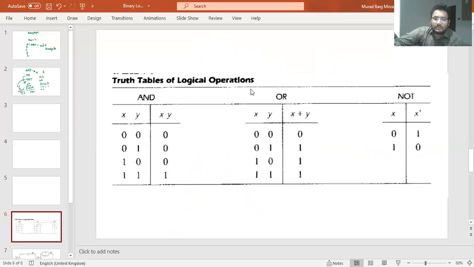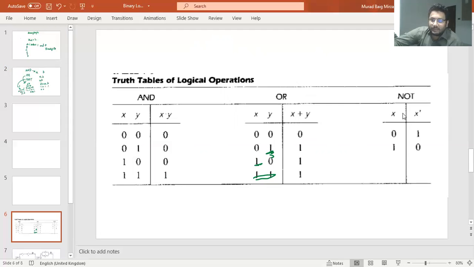Now we will see about this OR gate. We have been told in the previous slide that the output of an OR gate will be equal to 1 if x is 1 here, if y is 1 in this input, or if x and y both are 1. Okay, the output will be 1, otherwise the output will be 0.